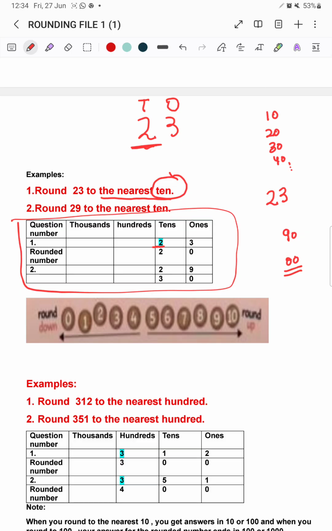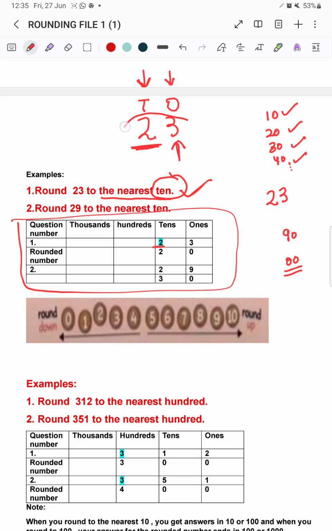Now we have to make a decision, and that decision will be based on the immediate digit which is on the right of this tens place. Because I have to round to the nearest tens, I will underline this digit, and the immediate next digit on the right side will help me decide whether my answer will be 20 or 30. Why am I saying my answer will be 20 or 30? Because we are rounding to tens, and that means my answer should be like 10, 20, 30, 40 and so on.